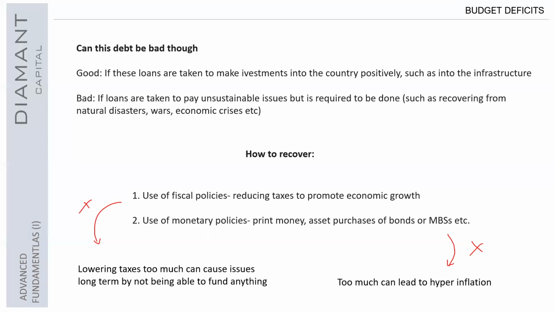So guys, when you're researching more about budget deficits and debts, understand that not all the debts are bad, because of course they need it for an economy to keep going.